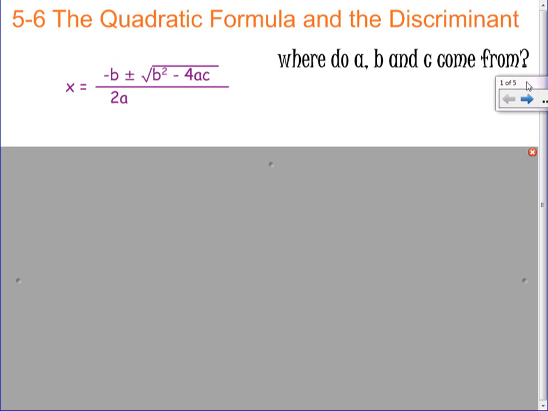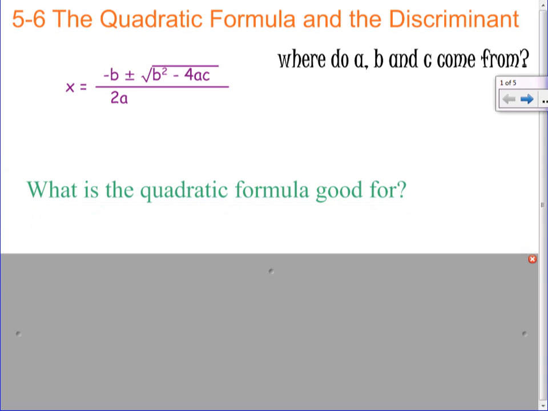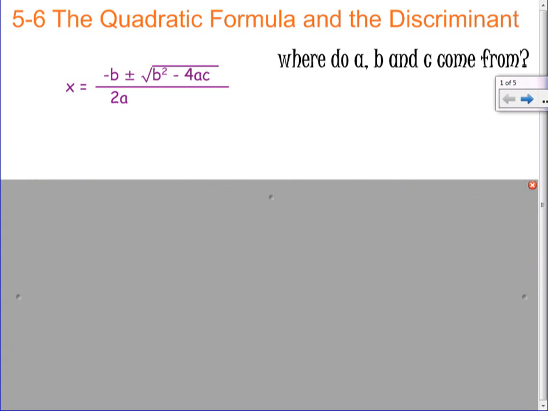So where do A, B, and C come from? Where are we getting these numbers? The equation. The x squared minus x plus or minus number equals. Yep. So we've got A, B, and C. Those are the three numbers we're going to be putting in there.